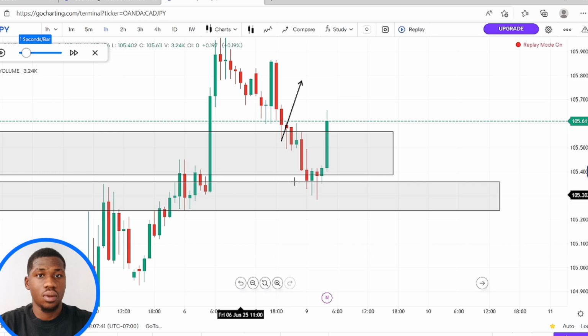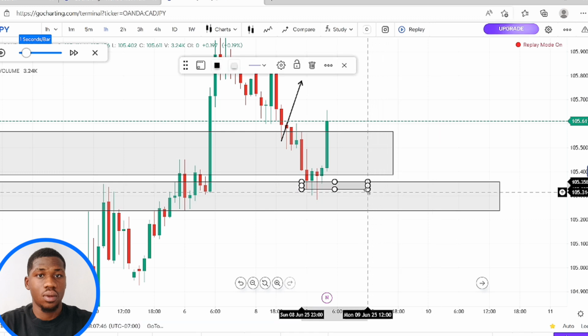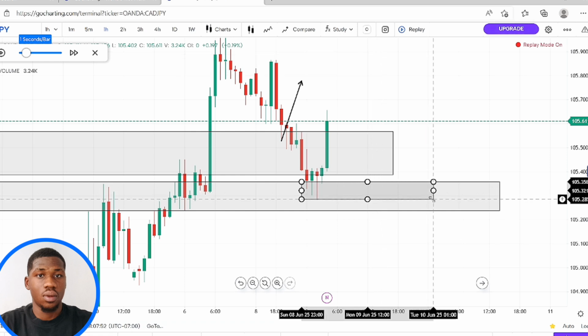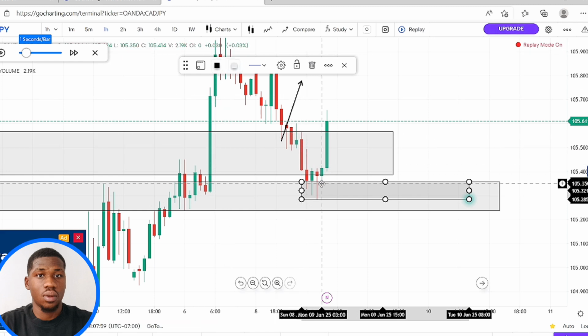Right now, the use of this first buying attempt, as I said, is just to tell you that the market will likely buy from this zone. The market will likely buy from this zone. So guys, let's plot it like this. Let's change the color.